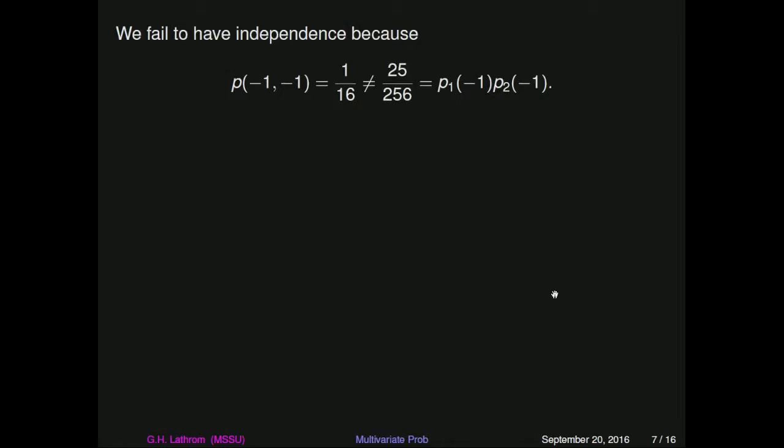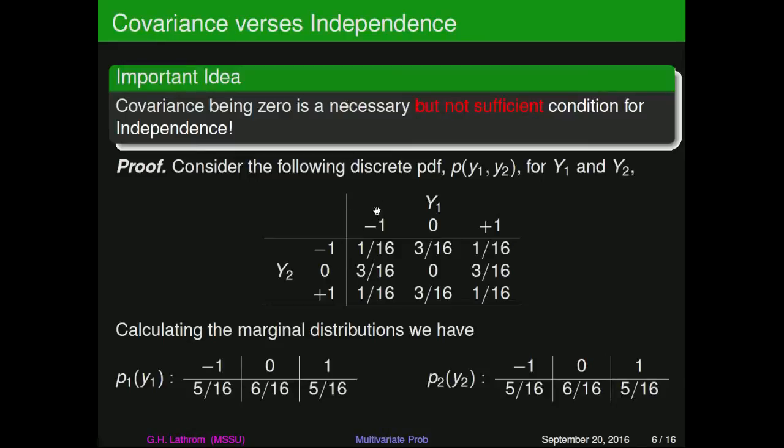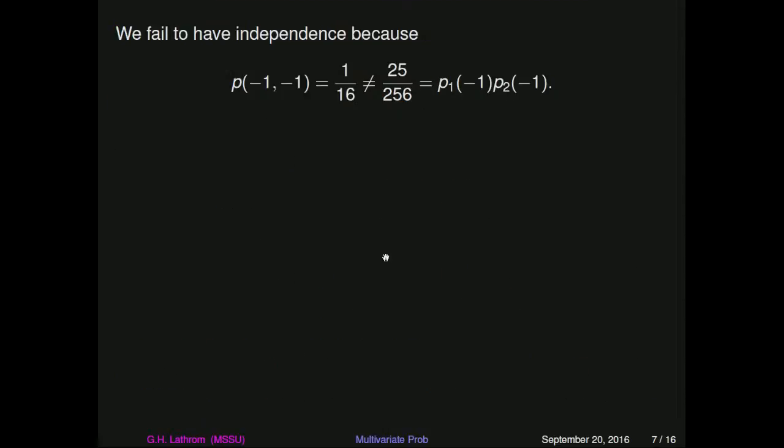Now, to see why we fail to have independence, if we pick one particular value, let's look at P of -1, -1. Our joint PDF at -1, -1 is 1/16. Just taking a look back, here's our distribution. So for -1, -1, it was 1/16.